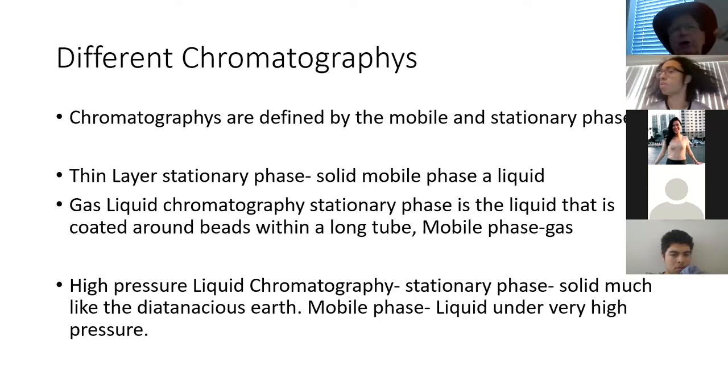Now, we have different chromatographies, and they're defined by their stationary phase and their mobile phase. What you're doing today is thin layer or paper chromatography. The paper is your stationary phase. The mobile phase is some sort of solvent that moves through the stationary phase. Gas liquid chromatography is used all the time.